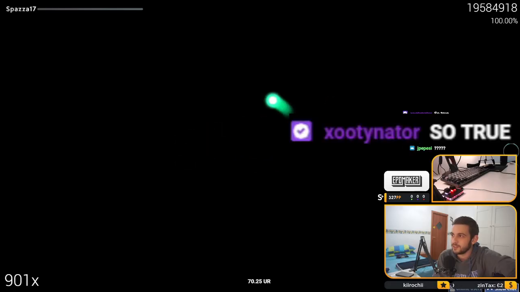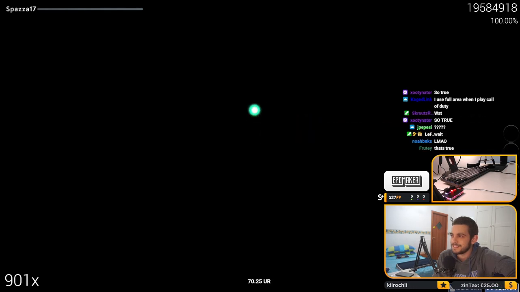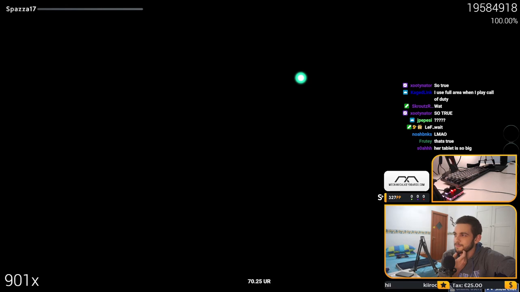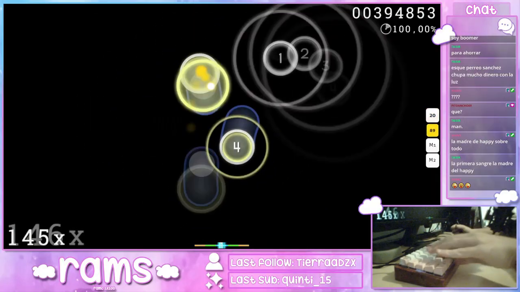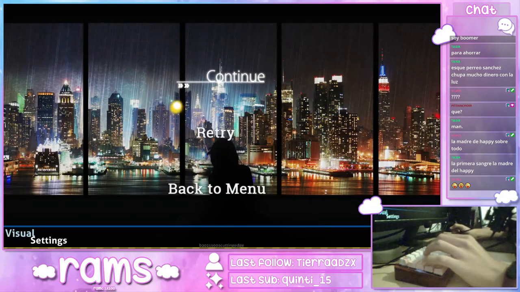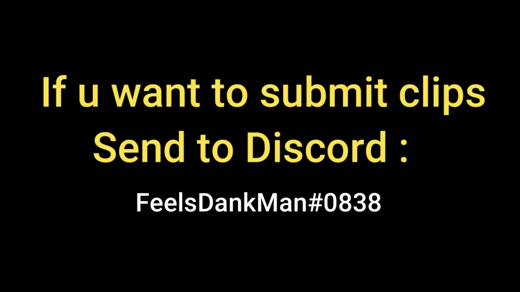Because xootynator uses the godlike huge full area SFA, and she has a huge tablet, so there's not really much space for shaking or anything. So that's how you achieve this aim in essence. Ooh.